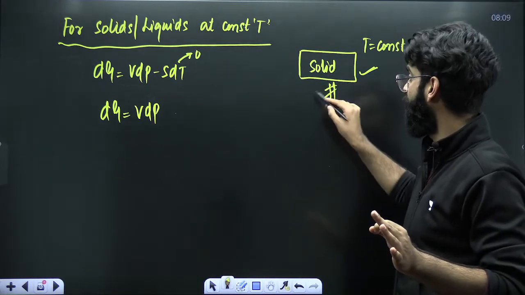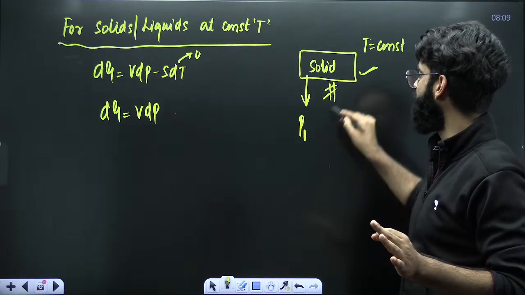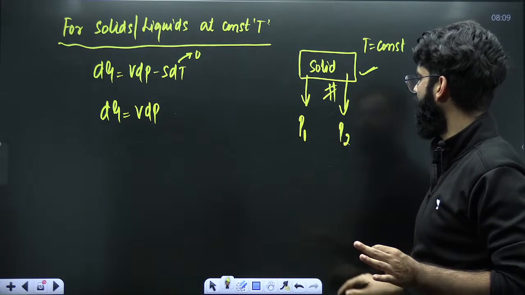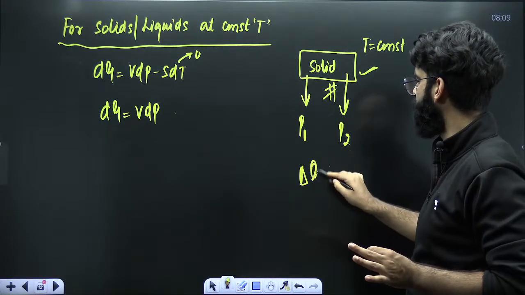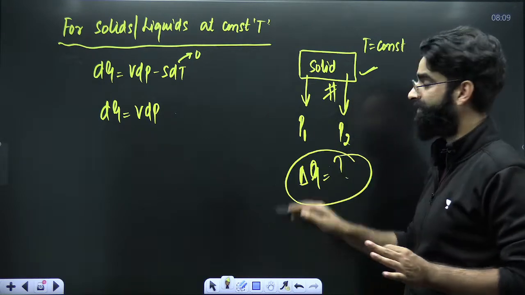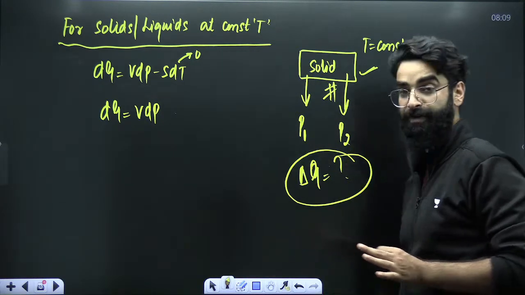Imagine this is a solid. Let's assume that you are changing the pressure of the solid from P1 to P2. I need to calculate the total change in Gibbs free energy due to the change in pressure of the solid, whose pressure you are changing from P1 to P2.